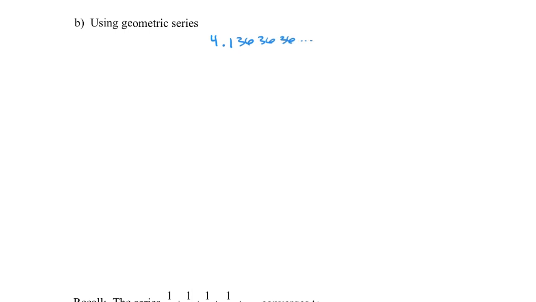4.1363636 forever. Well, we know that's really equal to 4 plus 0.1 plus 0.036 plus 0.00036 plus ... Right, because if you add these up, this would be 4.1, and then 0.036 gets us here, and then you put this one, which will get us here, and it just keeps on going. Then let's write these as fractions so that it'll be easier for us to work with in a second.